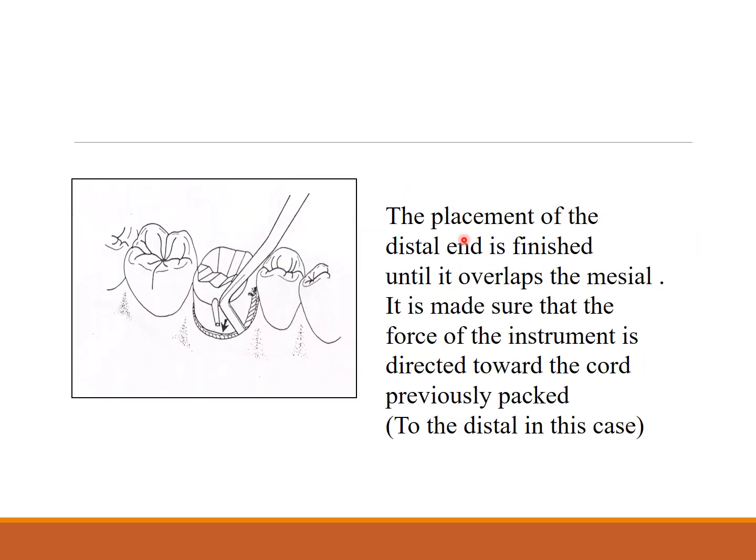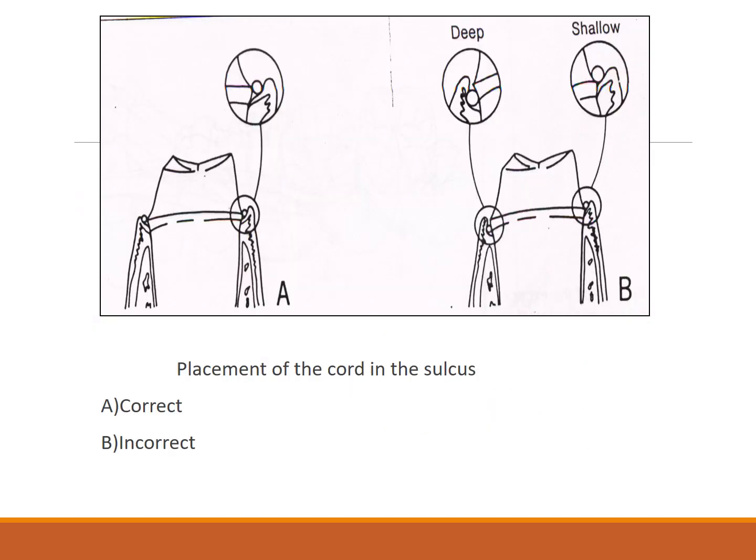The placement from the distal end is continued until it overlaps the mesial. And it is made sure that the force of the instrument is directly towards the cord previously packed. A little can be left out, so after taking the impression, it can be easily removed.